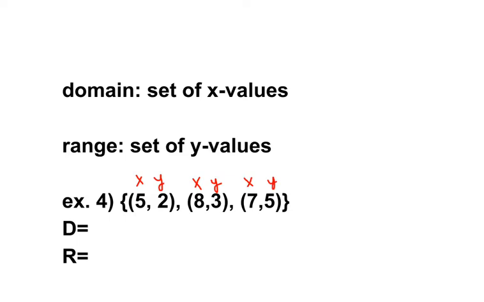And now we can list our domain. I'm going to make some little set braces here. So you want to list those domain values. Make sure you don't repeat any if there are any that repeat. So 5 is an x value, 8 is an x value, and 7 is an x value. That's our domain. For our range, those are our set of y values. So 2 is a y value, 3 is a y value, and 5 is a y value in this set. Okay, that's it for domain and range.